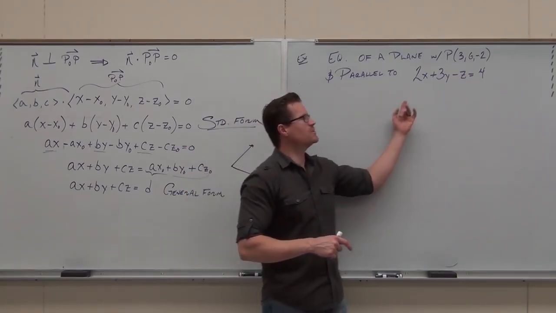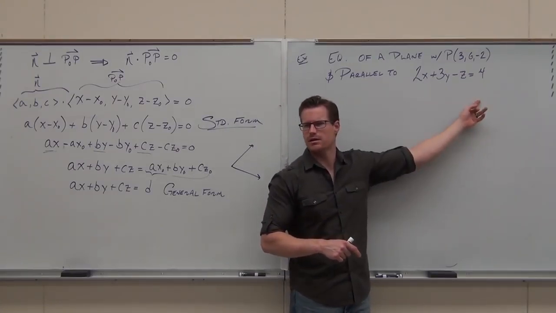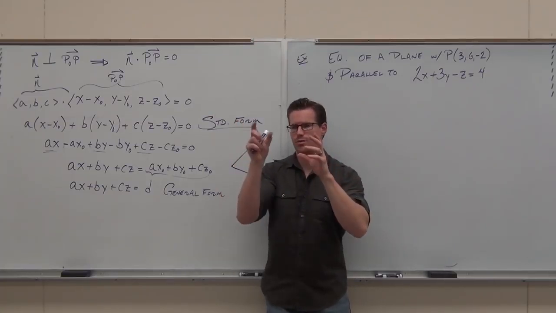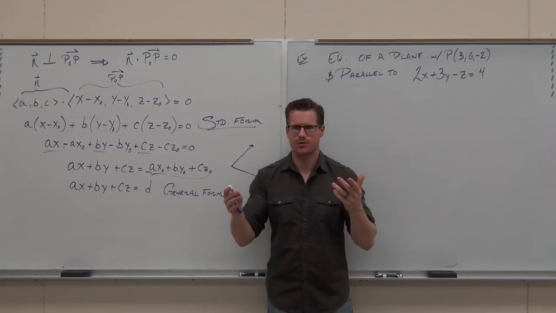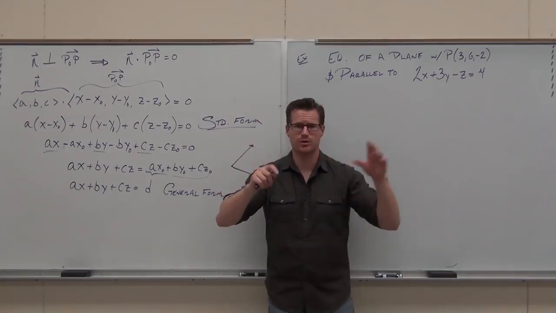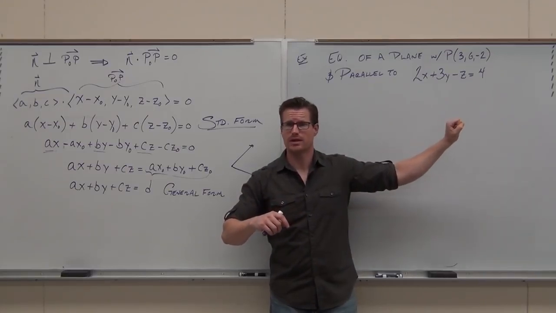What have I given you here? Is this a line or is this a plane? Plane. Lines have x equals, y equals, z equals. They have equal signs everywhere. They're either fractions equal or x, y, and z equal. Do I have that? No. This is a plane, for sure.